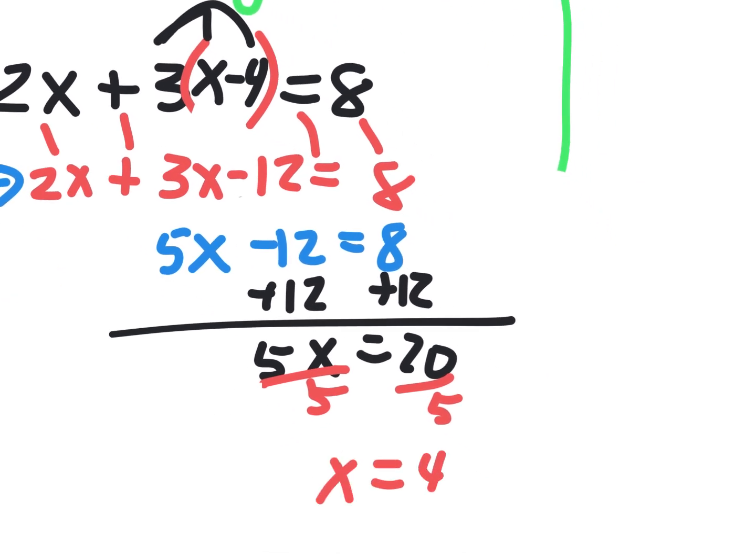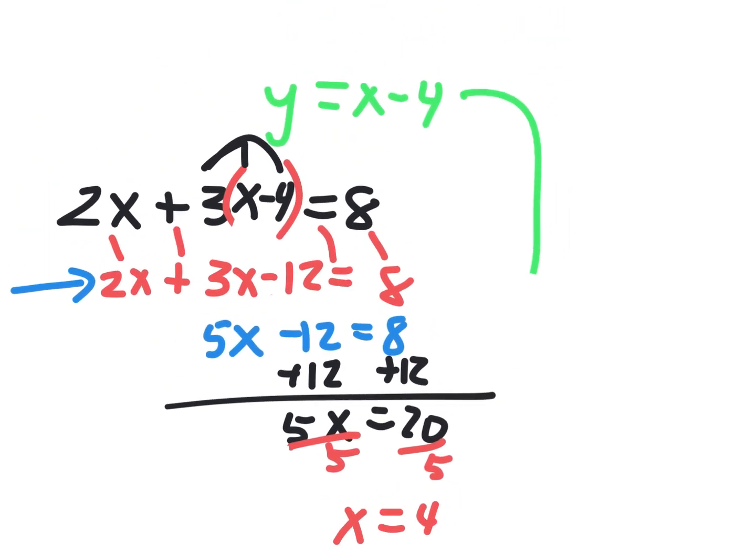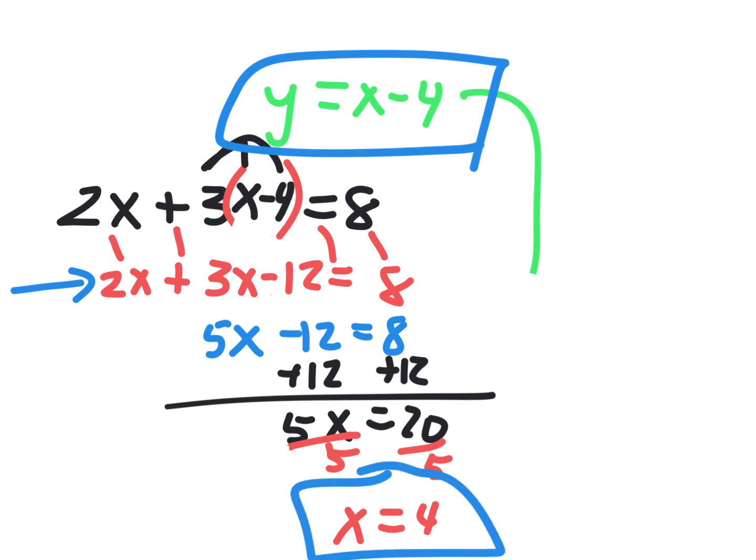Okay. And Josh, tell me why I can't stop there. You have to put that x back into the equation. Now, can I pick either equation? Yes, I can. You can pick either one. Doesn't matter. So might as well pick the simpler one. That one's simpler. I'm going to put the 4 in where the x is. So the 4 goes there.